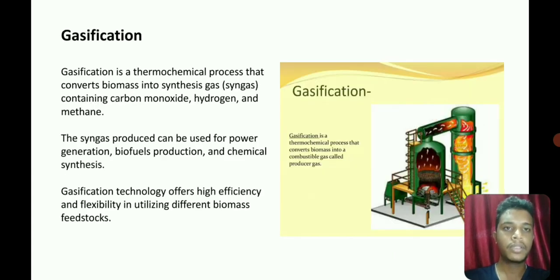And the gasification is a thermochemical process that converts biomass into synthesis gas, containing carbon monoxide, hydrogen and methane. The synthesis gas can be used for power generation, biofuel production and chemical synthesis. Gasification technologies offer high efficiency and flexibility in utilizing different biomass feedstocks.